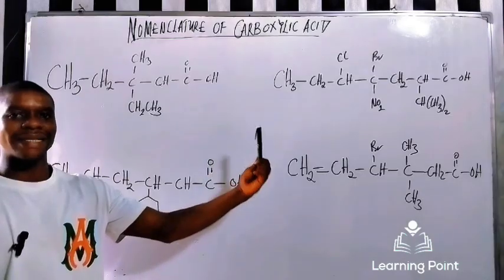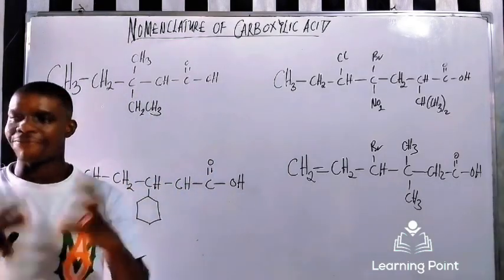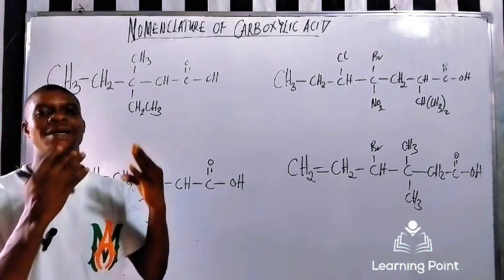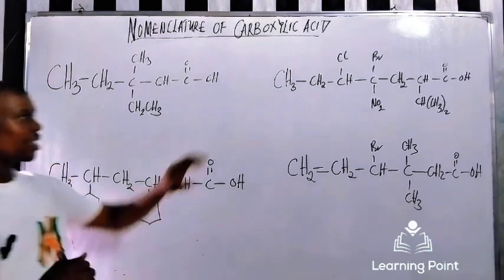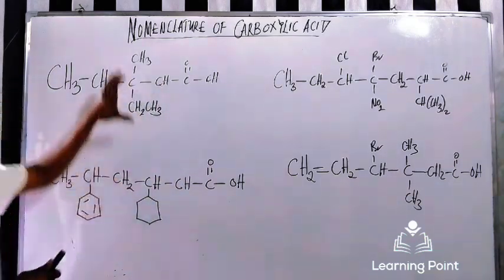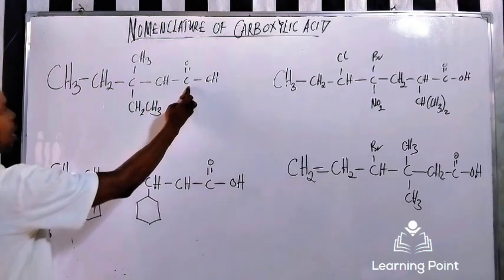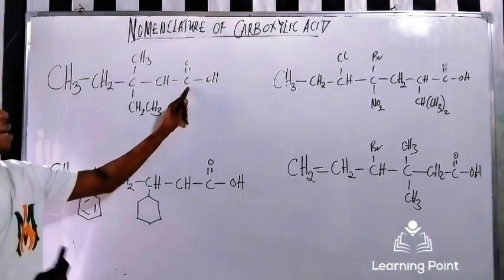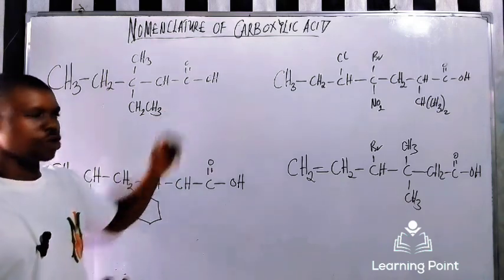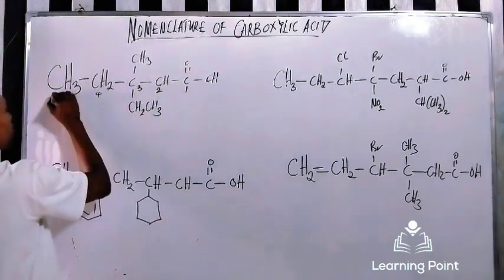So let's do this practice exercise. Let me show you how to name this one here, since we've covered the foundational aspect of how to name carboxylic acids. Let's look at the first one here. We have the functional group here. It's going to be 1, 2, 3, 4, 5, right? Remember the carbon atom with the functional group is always my carbon 1.